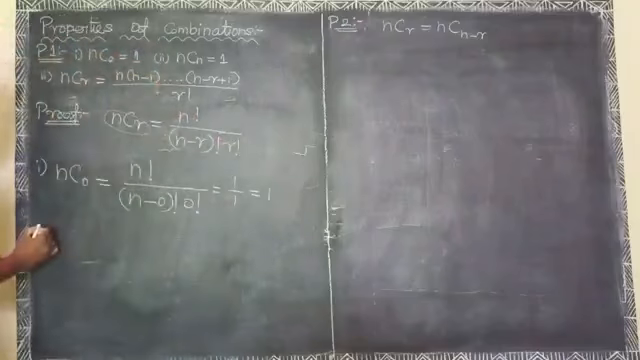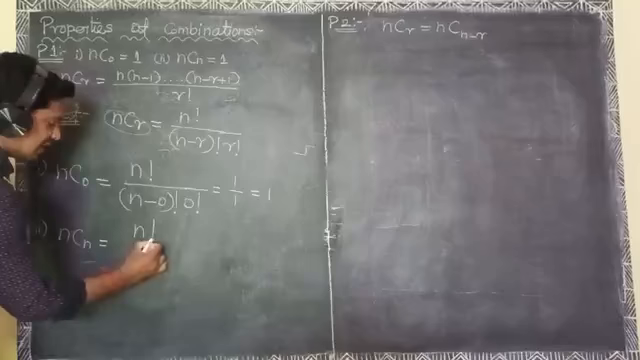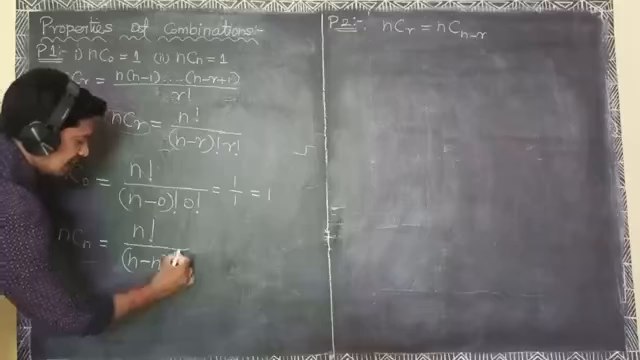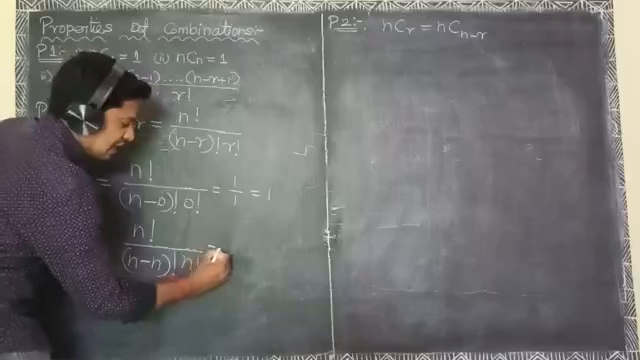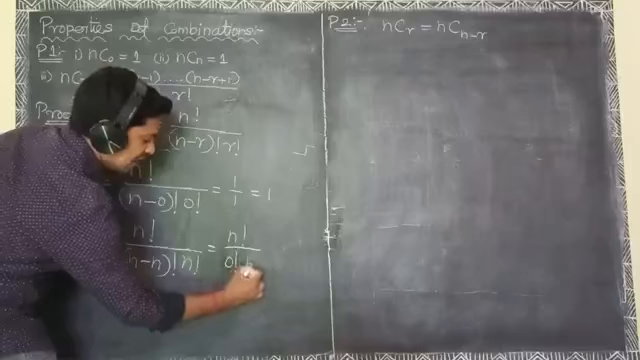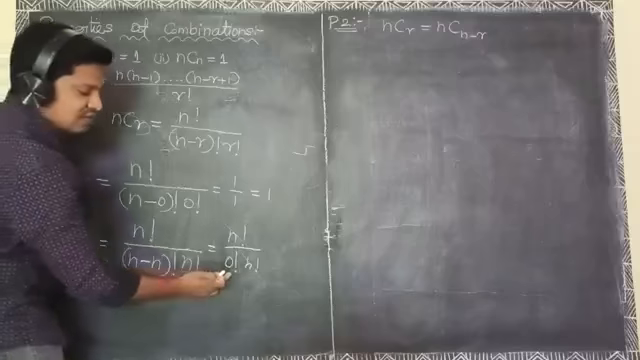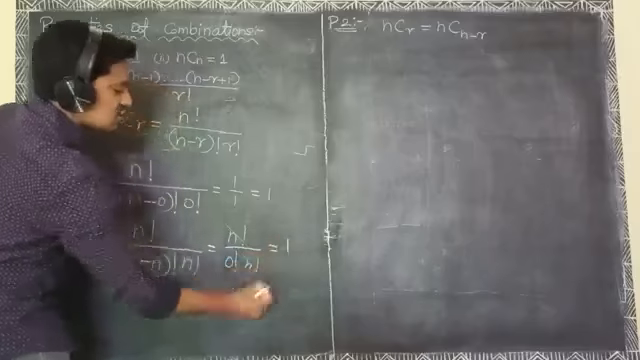In the second subdivision, nCn can be written as n factorial divided by (n minus n) factorial into n factorial. n minus n is 0 factorial, so n factorial divided by 0 factorial into n factorial. Here the n factorials cancel. The value of 0 factorial is 1, so 1 divided by 1 gives 1.